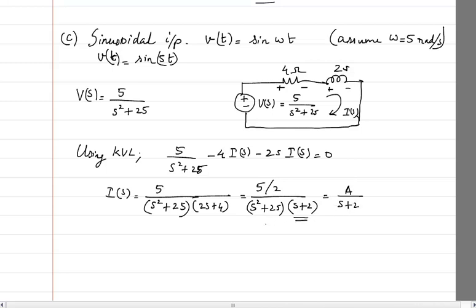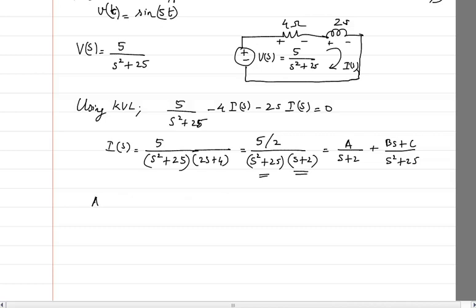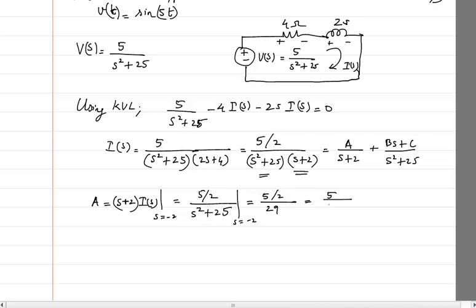This I can write in partial fraction form as A divided by s plus 2, which is for the simple pole, and for this complex pole I will write plus (Bs plus C) divided by s squared plus 25. Using the partial fraction technique we have already studied, I will find A to be (s plus 2) multiplied with I(s) at s equal to minus 2. So I will get 5/2 divided by s squared plus 25 with s equal to minus 2, which is 5/2 divided by 4 plus 25, which is 29, and 2 times 29 is 58. So 5 divided by 58 is the value of A.